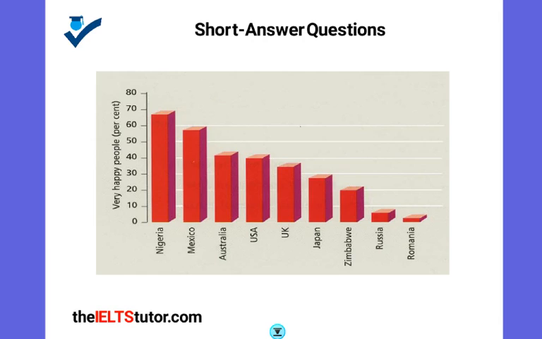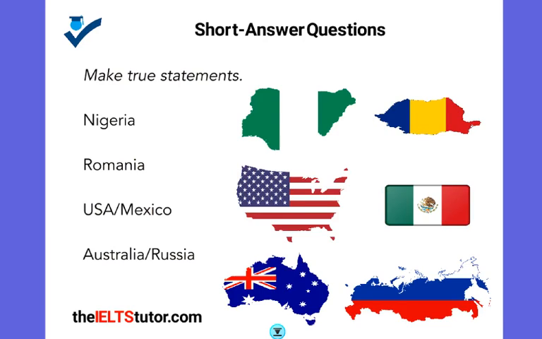Now, my next question is, are you able to make true statements about these countries? I'm going to show you these countries next, so pay attention. If you have a pen and paper ready, it would be a good idea to try to make notes as we go along. We've got 6 different countries. See if you can identify the flags or the countries that I mention here: Nigeria, Romania, USA, Mexico, Australia and Russia.